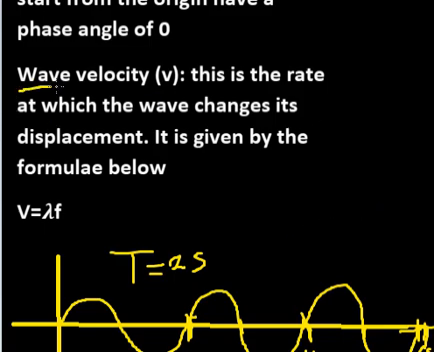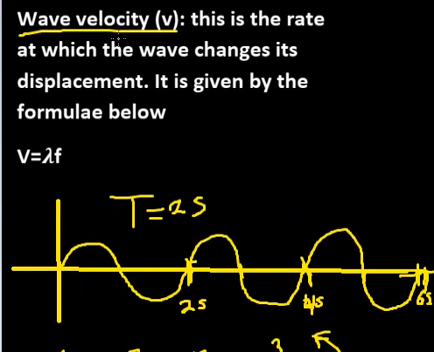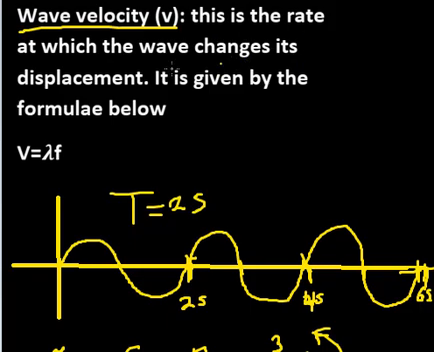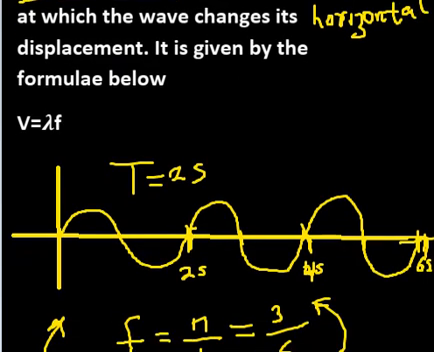All right, so we go to the next item, which of course is the wave velocity. Now, the wave velocity is the rate at which a wave changes displacement. Please, the rate at which the wave changes its horizontal displacement. Because there are different displacements. We have both vertical displacement and horizontal displacement. All right, horizontal distance.